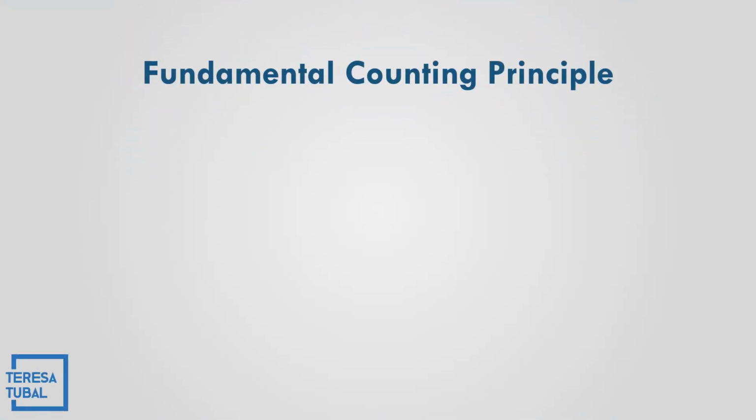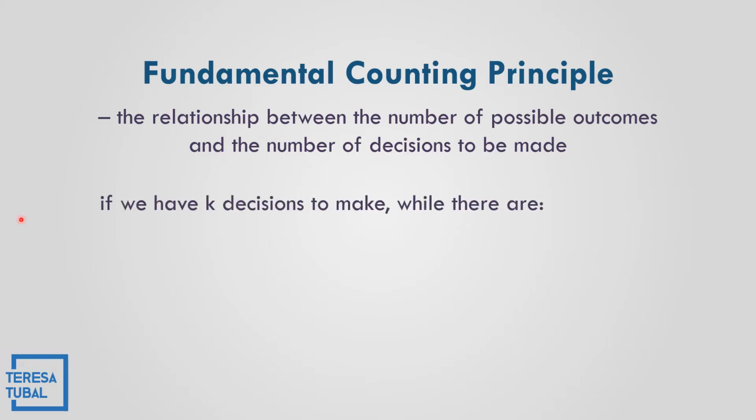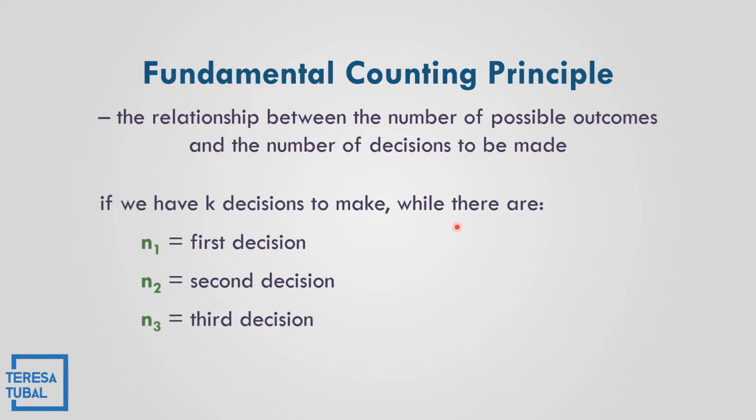What is the fundamental counting principle? It is the relationship between the number of possible outcomes and the number of decisions to be made. If we have k decisions to make, while there are n sub 1 possible outcomes, that is the first decision, n sub 2 possible outcomes, that is the second decision, n sub 3 possible outcomes, that is the third decision, and n sub k, that is the kth decision. We multiply the first decision times the second decision, times the third decision, and so on.